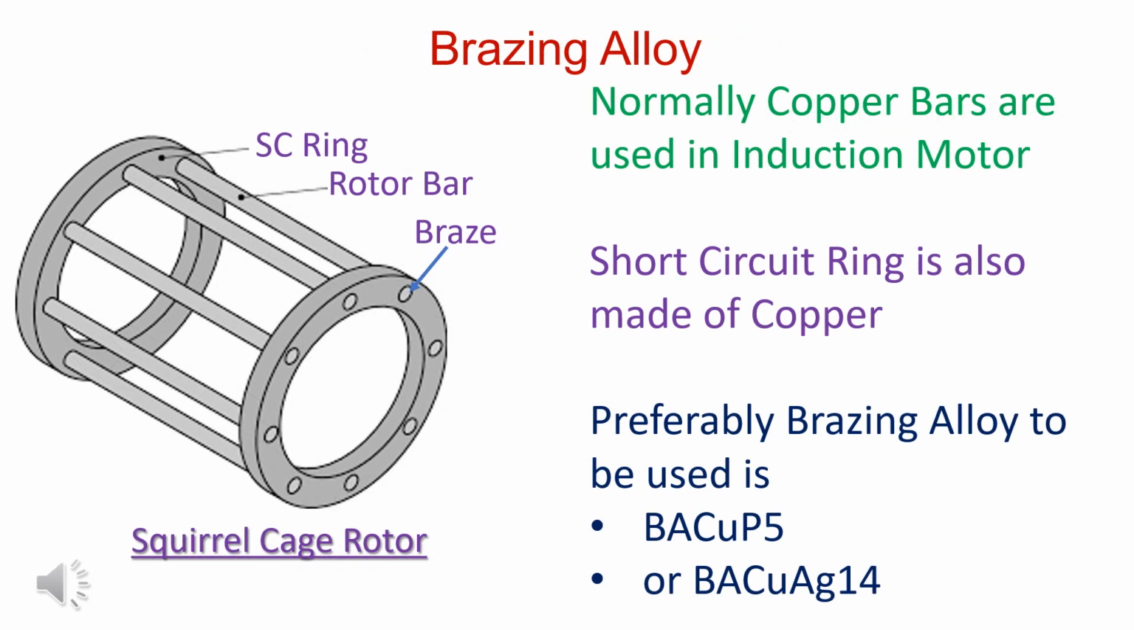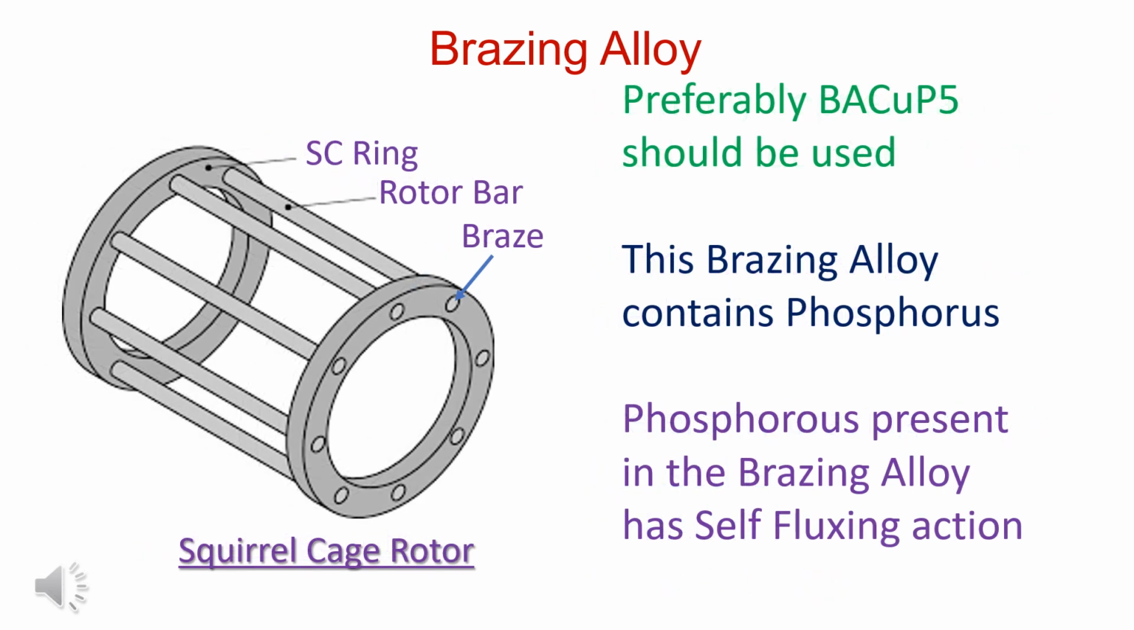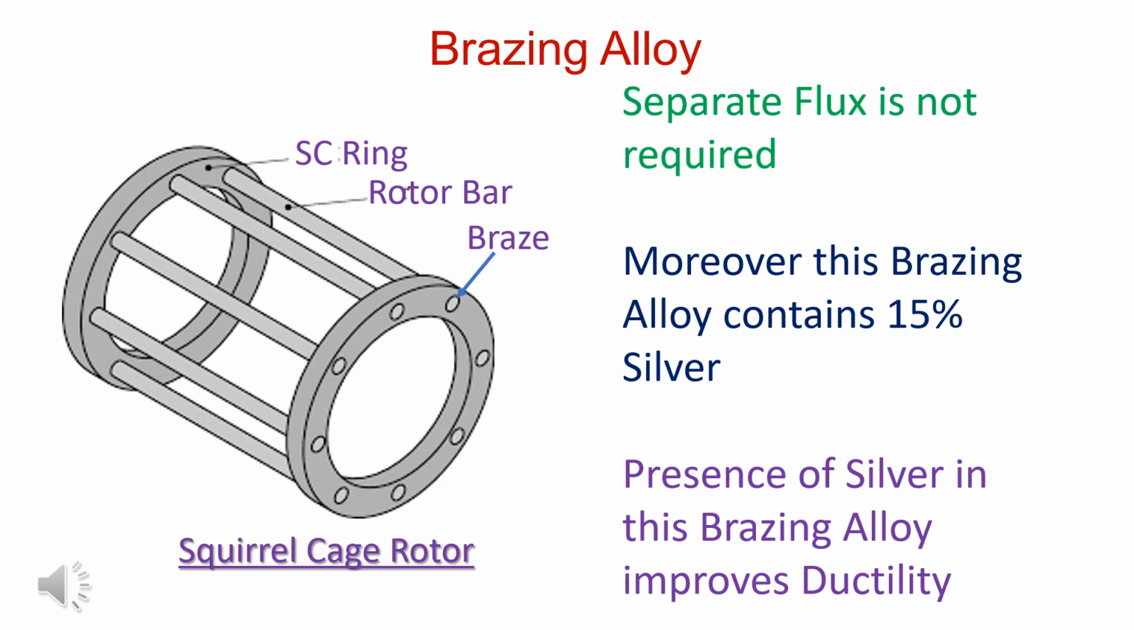In the case of copper rotor bars in squirrel cage, which Braze is preferred? BaCuP5 is preferred as flux is not required in case of copper to copper joint. Moreover, 15% silver present in braze improves ductility.